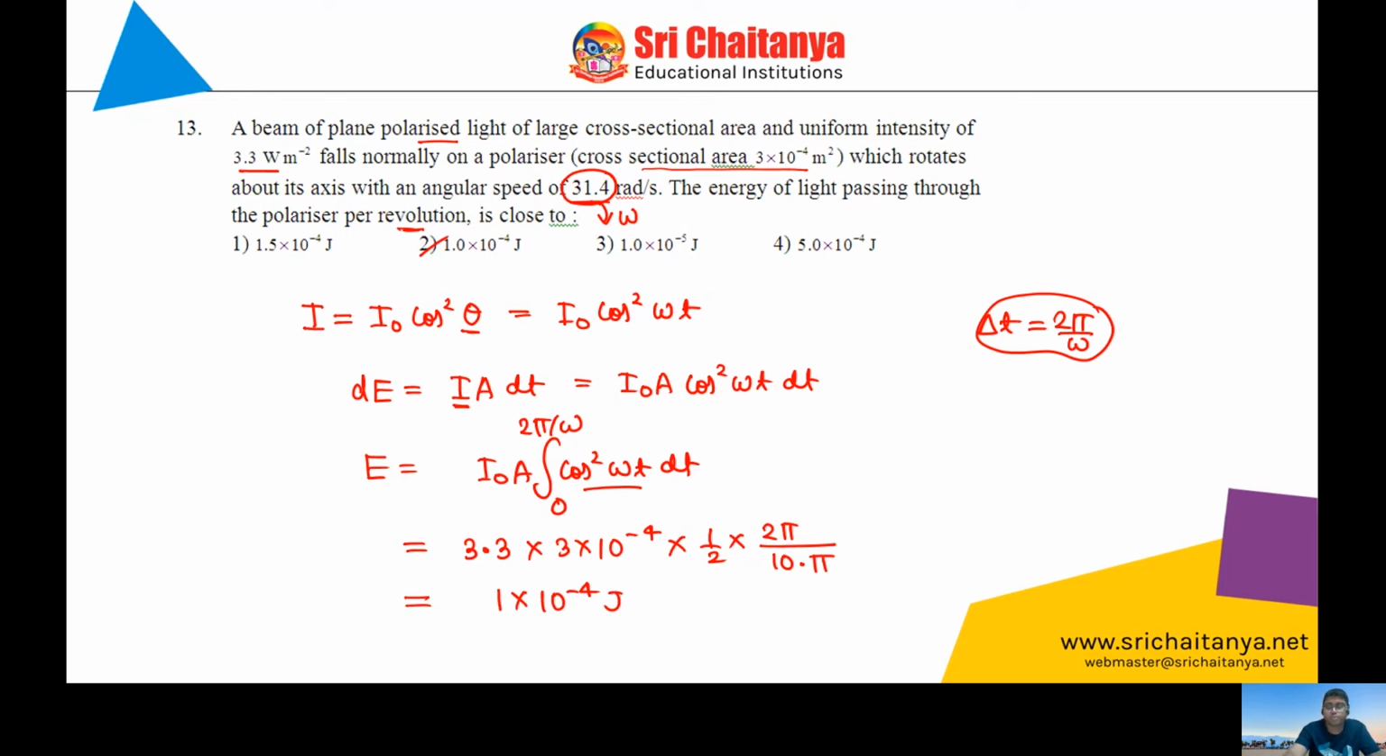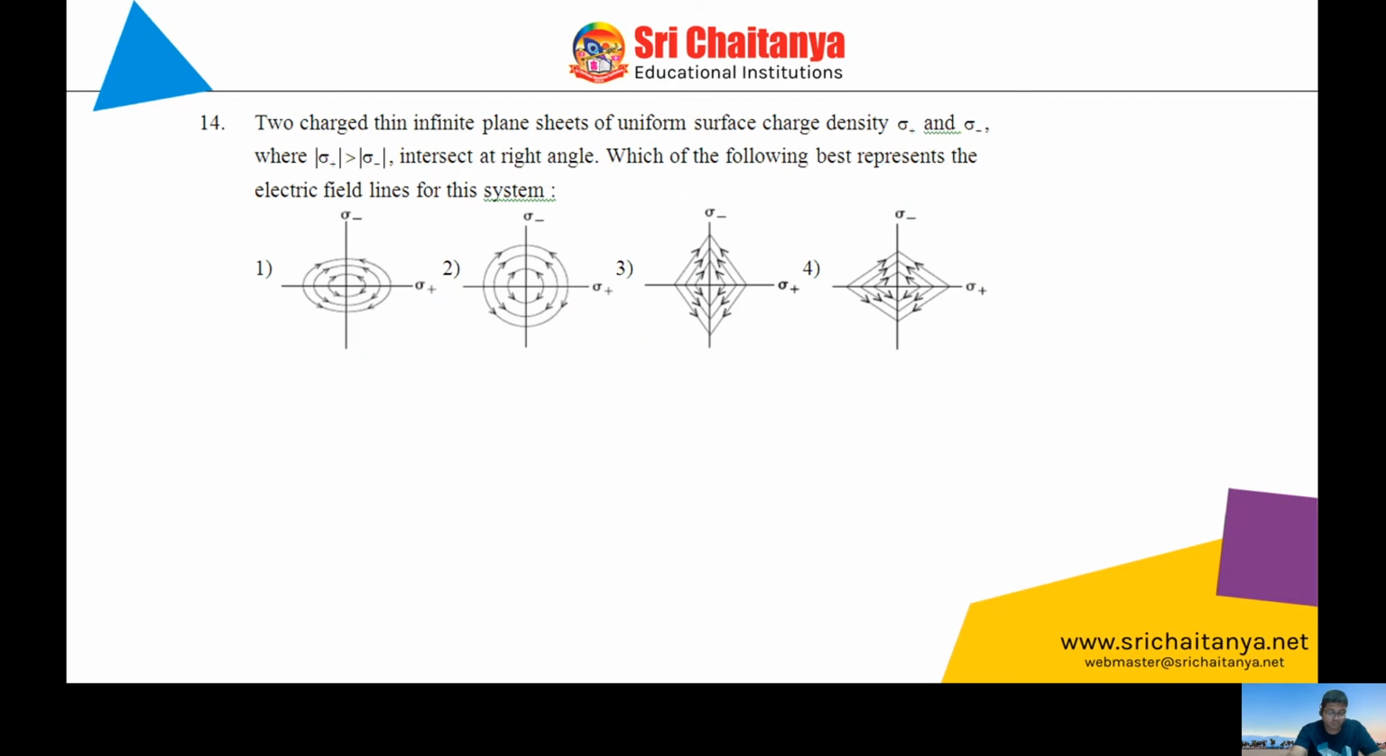And now let's move on to question number 14. Question number 14 is from electrostatics. Two charged thin infinite plane sheets of uniform surface charge density sigma plus and sigma minus, and it is also given that the magnitude of sigma plus is more than the magnitude of sigma minus, intersect at right angle. Which of the following best represents the electric field lines for this system? Okay, so let's draw the plates. This one has charge density plus sigma, and this one has charge density minus sigma.